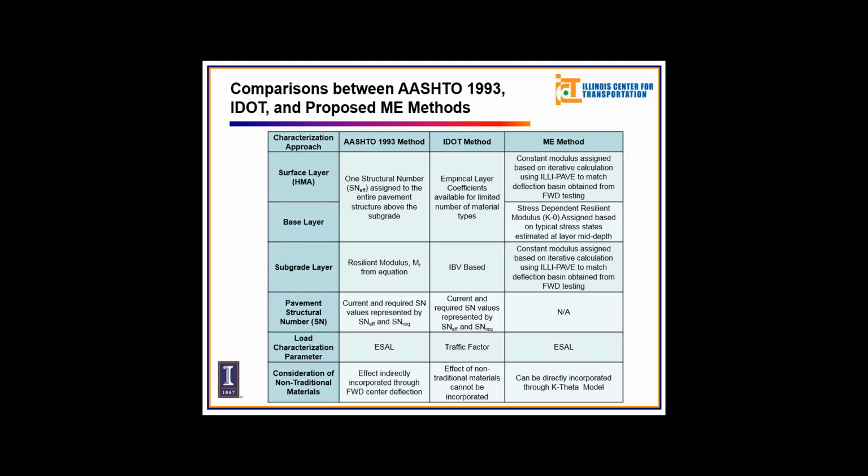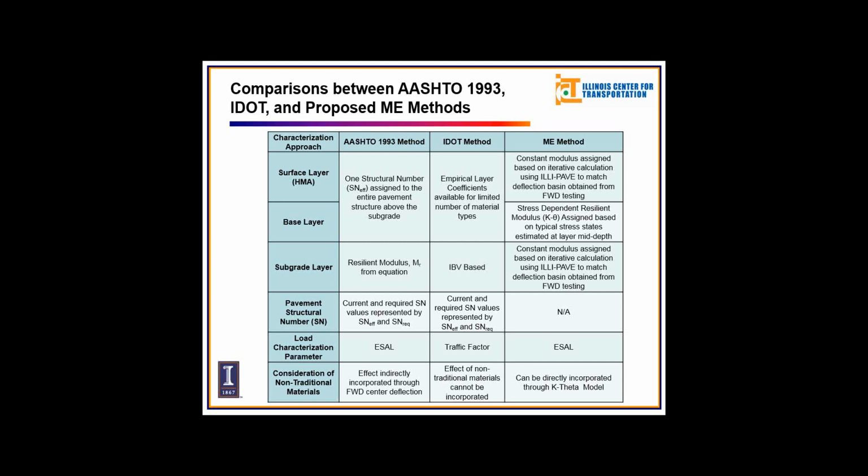So this table shows a comparison between the AASHTO 1993 IDOT and the proposed ME methods. One thing to notice from this table is how we are characterizing each layer according to different methods. For the AASHTO 1993 method, we just assign one structural number to the whole surface and base layer, to the whole structure above the pavement.